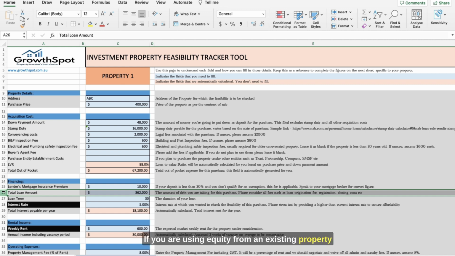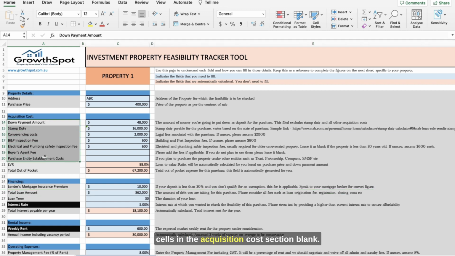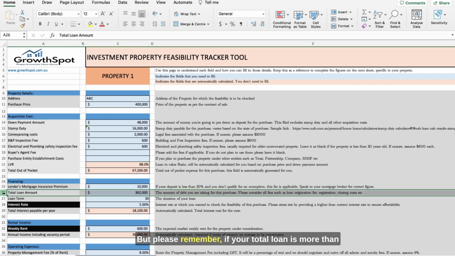If you are using equity from an existing property to buy this investment property and plan to pay all acquisition costs from a separate equity release, then your total loan balance will be higher than the purchase price. If that's the case, you can enter the total loan here and leave other cells in the acquisition cost section blank. But please remember, if your total loan is more than 100% of purchase price, then your cash flow will not be great unless the rental yield is really high.